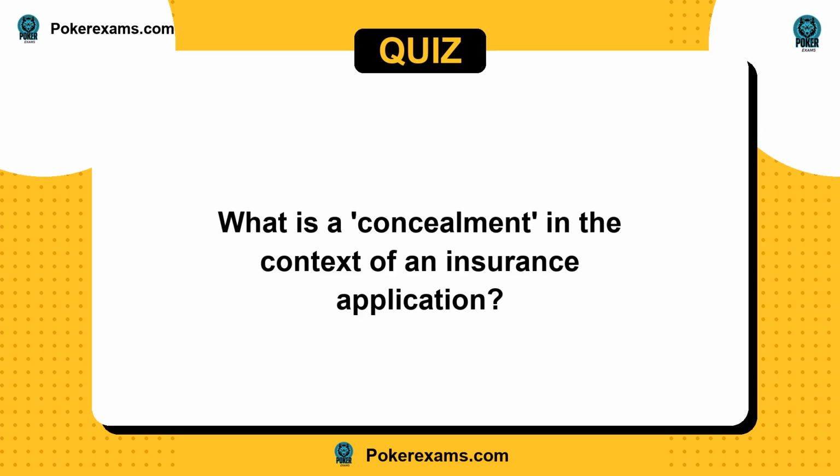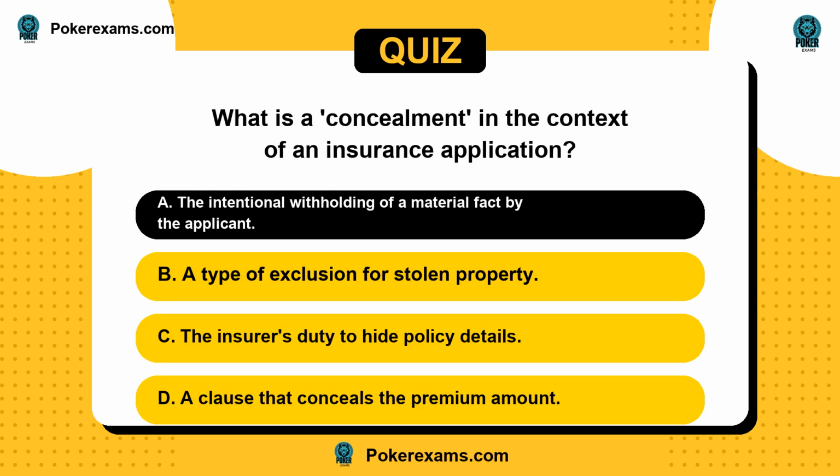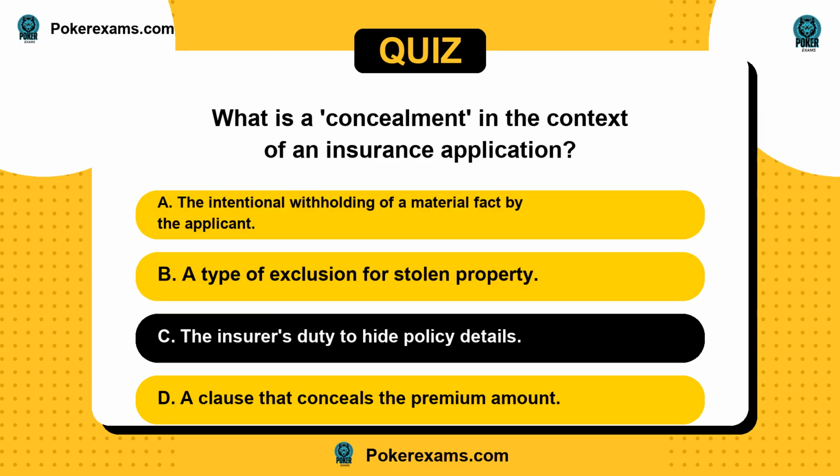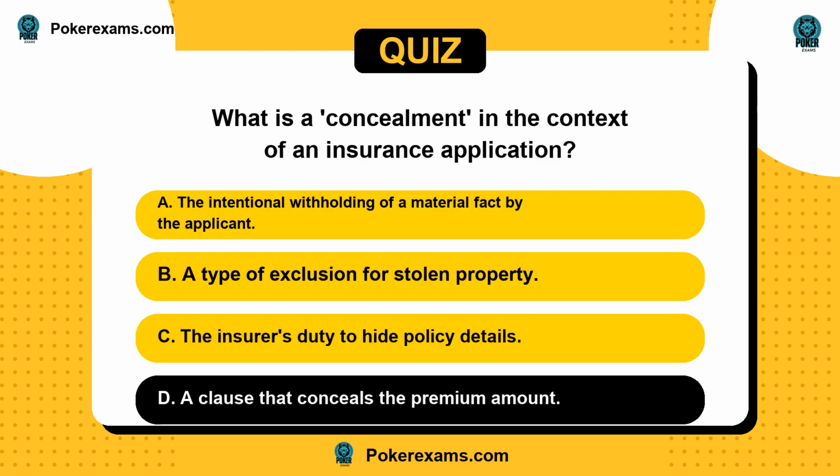Next question. What is a concealment in the context of an insurance application? Is it A, the intentional withholding of a material fact by the applicant? Or B, a type of exclusion for stolen property? C, the insurer's duty to hide policy details? Or D, a clause that conceals the premium amount?